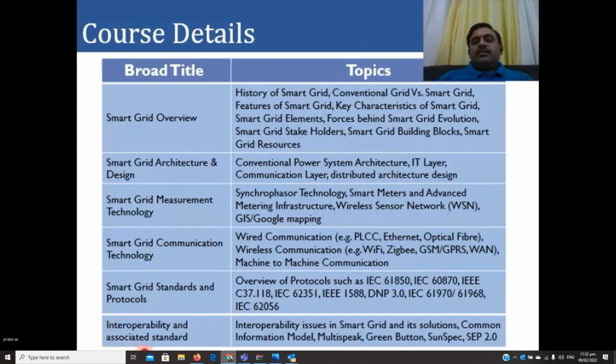From the interoperability and associated standards point of view, we'll first discuss the various issues related to interoperability in the smart grid, how to solve those problems, and what the various standards are which we can utilize to resolve the interoperability issues. Out of that, the common information model, MultiSpeak, Green Button, SunSpec, and Smart Energy Profile 2.0 we will discuss in detail, and we'll see how we can solve the interoperability issue.